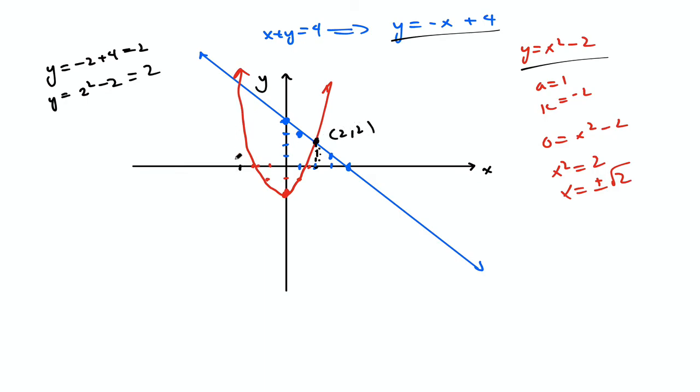For the other point here, when x is equal to minus 3, you get y is equal to minus (minus 3) plus 4. That's just the same thing as 3 plus 4, which is 7. Okay, but for the other one here, plugging in for minus 3 squared, this becomes positive 9 minus 2, which is 7. Okay, so there's another intersection point here at minus 3 and 7.